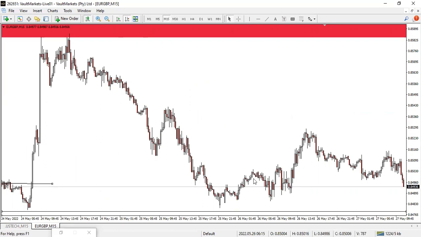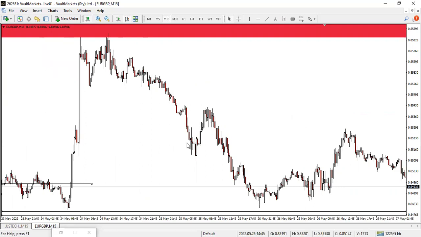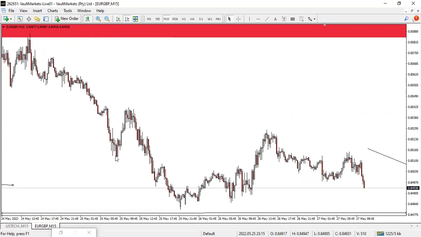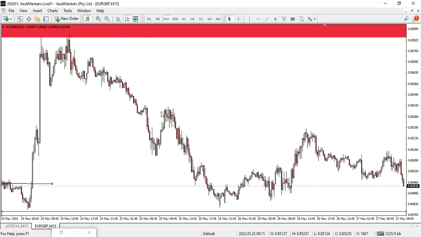Okay, so now we see here, this is what I'm looking at. We're expecting again a breaker block down here.